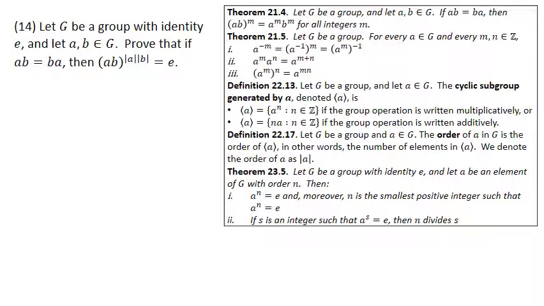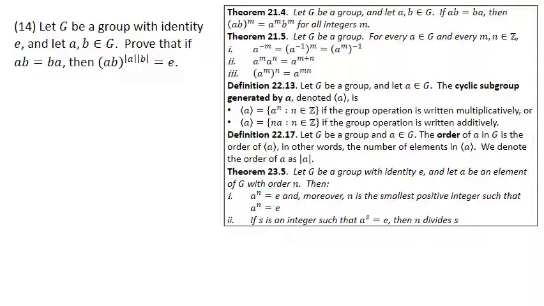Okay, now let's look at the problems from Investigation 23. Okay, number 14. Let G be a group with identity E and let A, B be elements of G. Prove that if AB equals BA, then (AB) to the order of A times the order of B is equal to E. So over here on the right, I put a bunch of facts that might be useful to you.